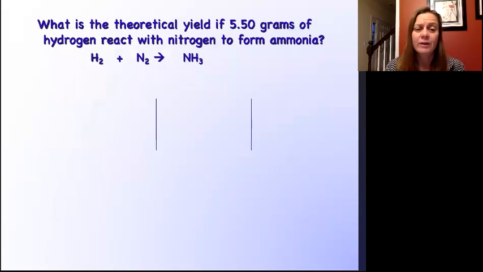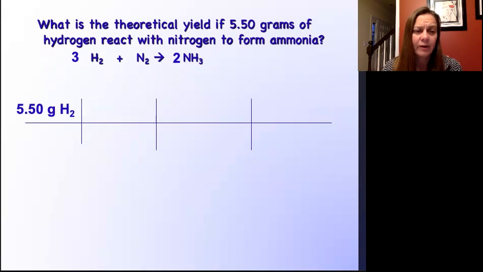So this question is one of those. It asks us, what is the theoretical yield if 5.50 grams of hydrogen react with nitrogen to form ammonia? So initially, this is a stoichiometry problem. We have to find the theoretical yield. So since it's a stoichiometry problem, we know we need to start with a balanced chemical equation. So we're going to put a 3 in front of our hydrogen and a 2 in front of our ammonia in order to balance our chemical equation. Next, we're going to start with our given, which is 5.50 grams. Our unknown is the amount of ammonia, the mass of ammonia.